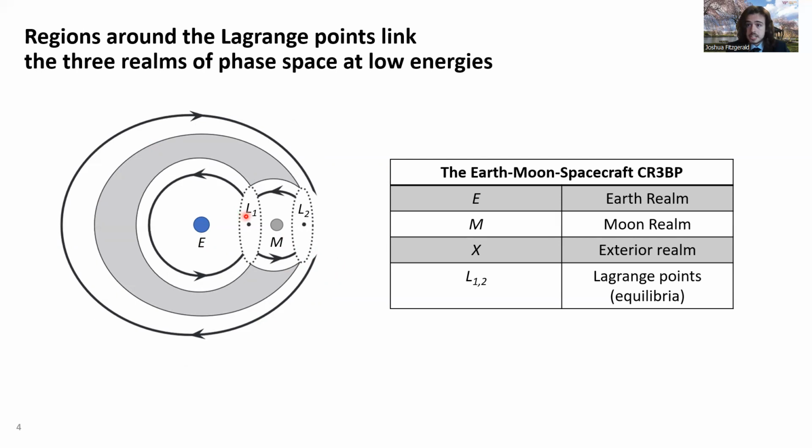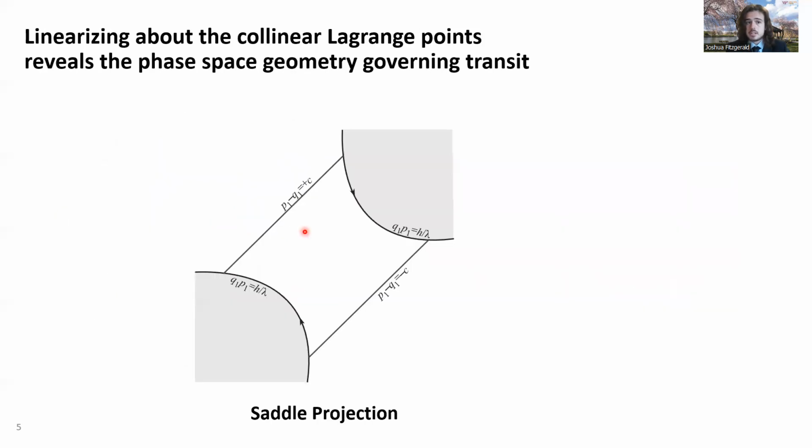And we see that in order to understand how transit occurs, we need to understand the local dynamics about the L1 and the L2 points. So how do we do that? We use a mathematical technique called linearization, which simplifies the equations of motion in the vicinity of the Lagrange points.